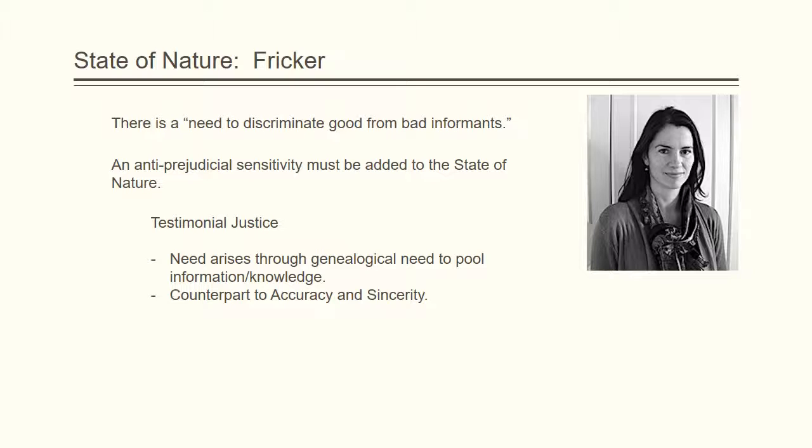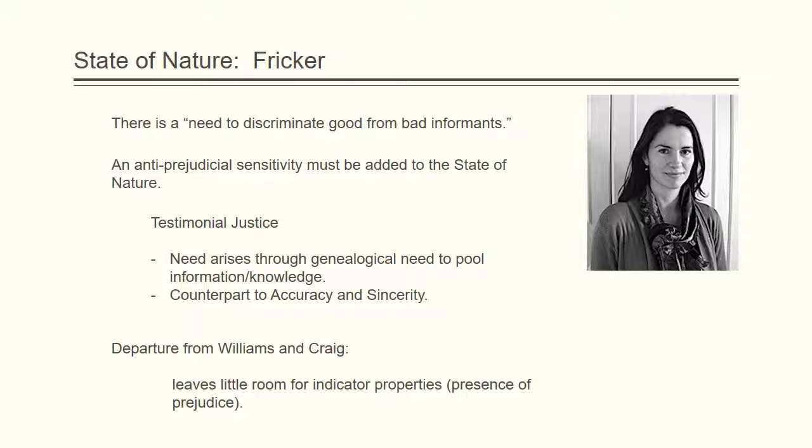So, in other words, there's a lot of information out there, and there is bound to be more than one person telling you opposing viewpoints. Adding testimonial justice allows the person listening to all of this information to discriminate with it, to know what she needs to pull from each thing so that she can have her own knowledge. A departure from Williams and Craig in that it leaves little room for indicator properties, as there is a disposition in the hearer to avoid prejudice when judging the accuracy of information.